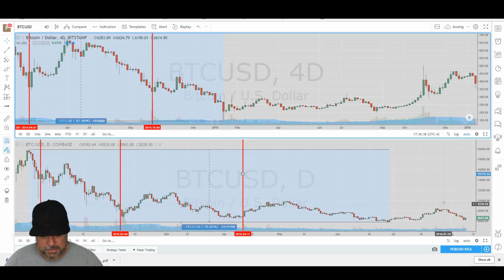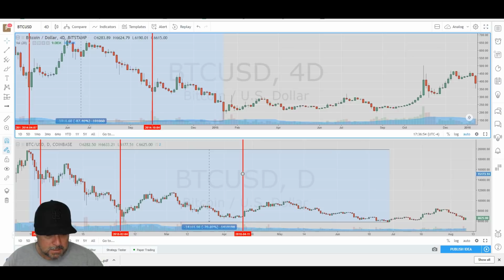But we have some levels that we'd have to clear first to do that. Definitely the 8,800 is going to be a big one. You clear that, and then I think we can start talking about 10K, clear 10K, and then we can start talking about 11,700. So those are the three levels I'd be looking at.